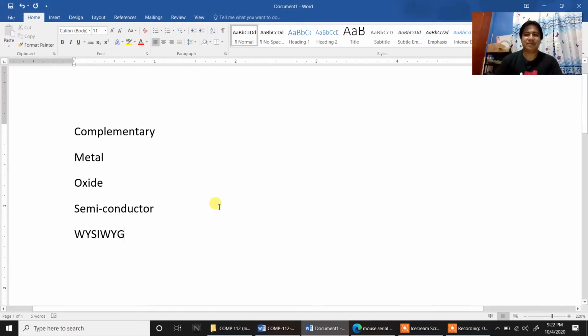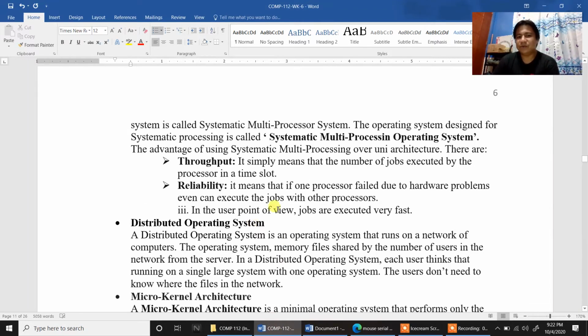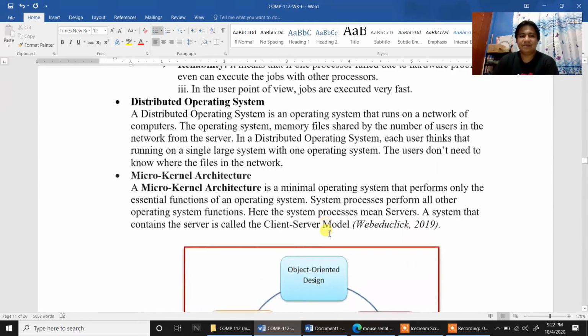What does WYSIWYG mean? What you see is what you get. WYSIWYG. Whatever you ask for, it processes in a very fast time. Okay?